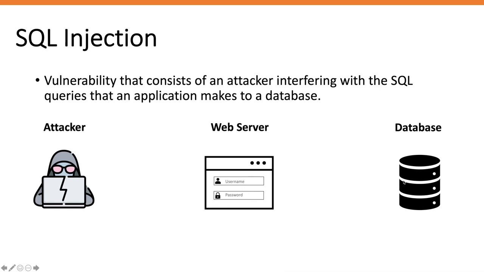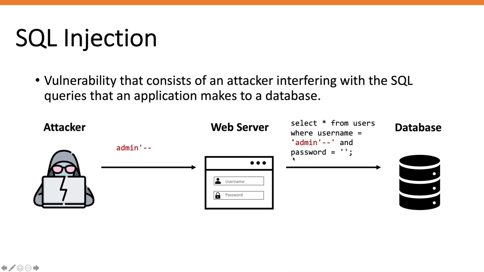Now, to better understand, let's take an example. Imagine you have an attacker, a web server, and a database. The application that the web server hosts has an authentication functionality where the user has to put their username and password, and once the username and password are put in, a query is made to the database to see if this username and password are in the database, and if they are, then the user is presented with his or her profile page. If the user enters an incorrect username or password, then the user is presented with an error message.